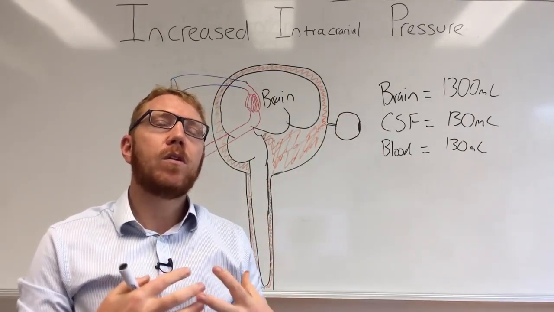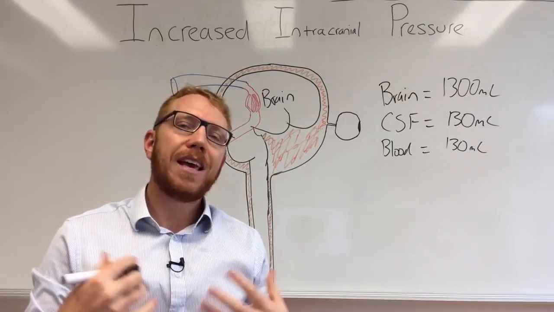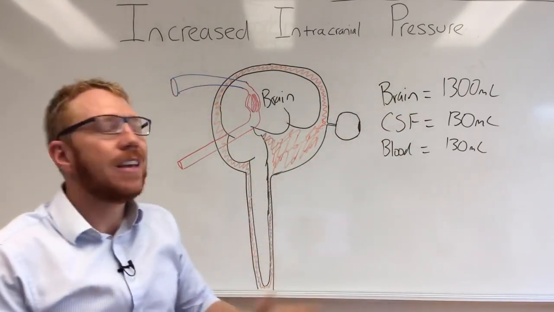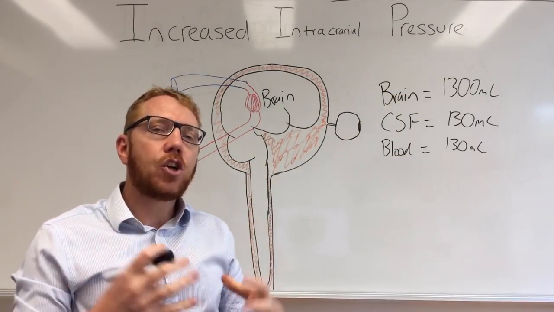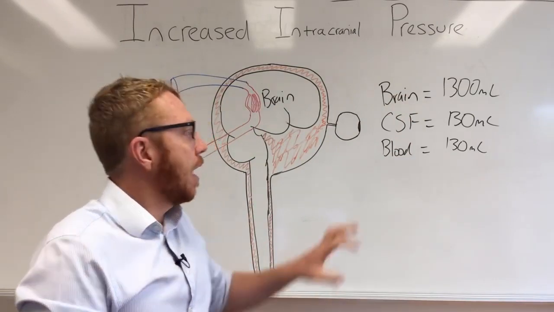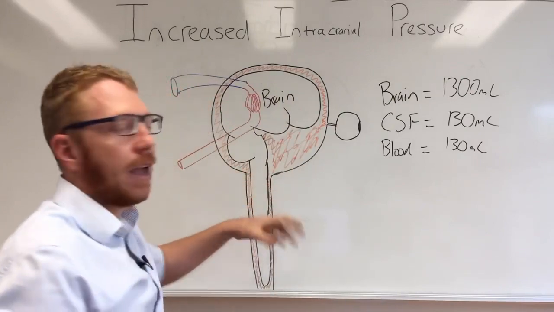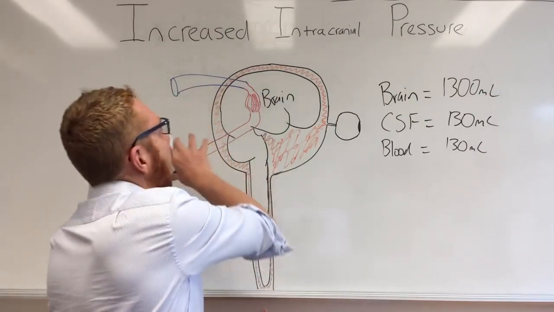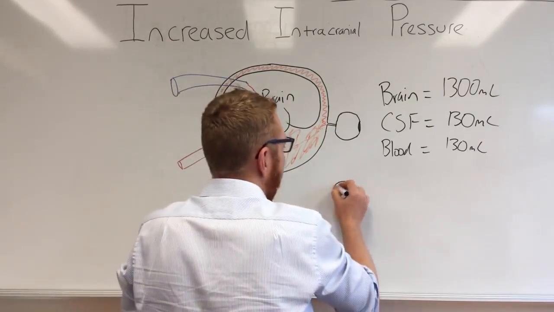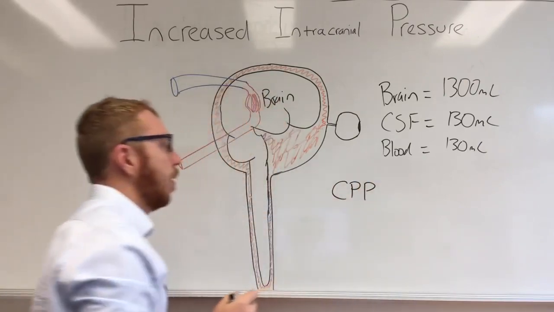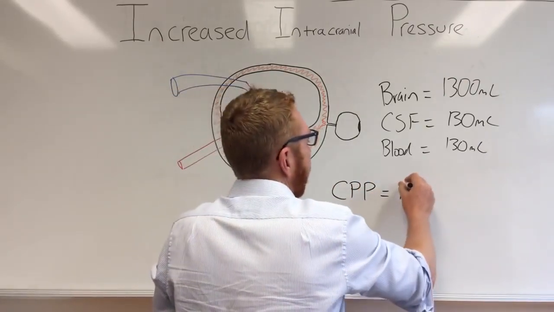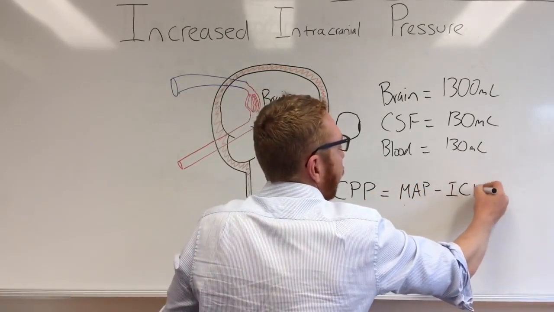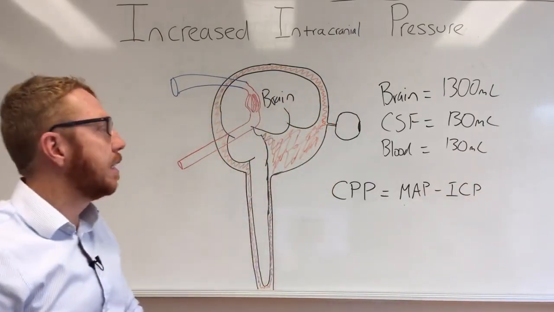And this gives us what we call the Monro-Kelly doctrine, which basically says if any one of those three components increase in size, the intracranial pressure will increase with it. And so let's have a look at a formula that we work with to try and figure out the ICP. Firstly, we need to figure out what is the pressure required to perfuse the brain. So this is cerebral perfusion pressure, or CPP, and this equals the MAP, the mean arterial pressure, minus the intracranial pressure. And this is the one we're going to focus on mostly today.